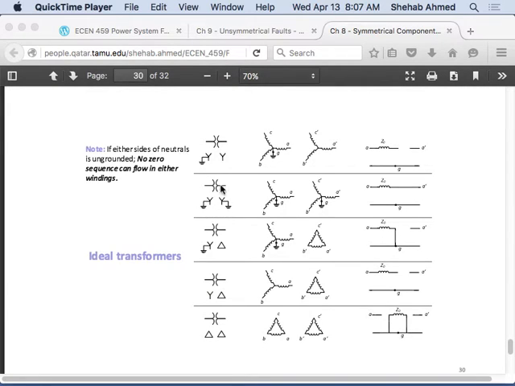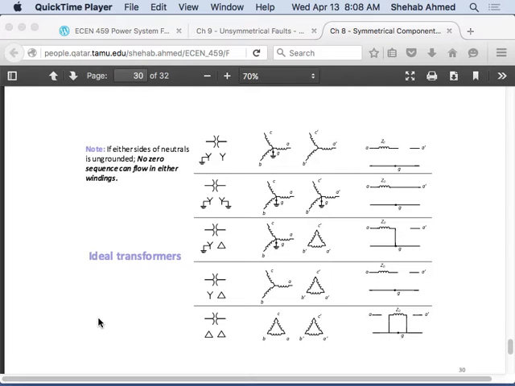Anytime there's an impedance between the neutral and ground on the primary, what do you do? Add a 3Zn. On the secondary, so here you would have added a 3Zn. Here you would have added a 3Zn. Here you would have added a 3Zn. Here you would have added another 3Zn. And that's it. Okay? So any questions on those?